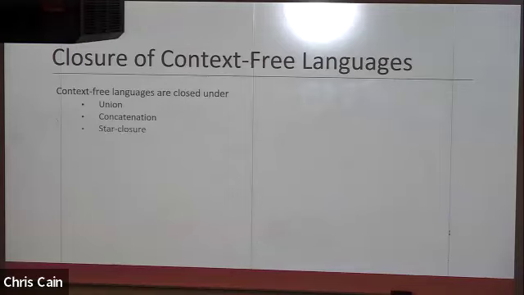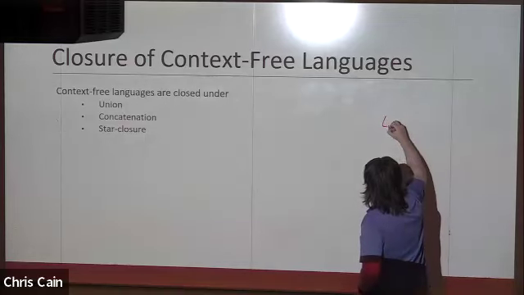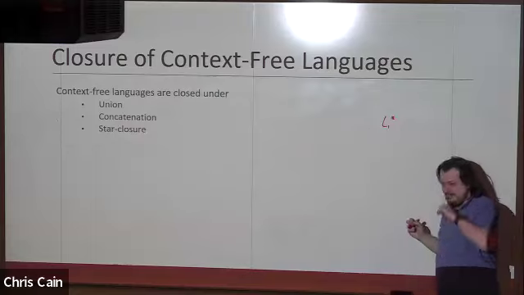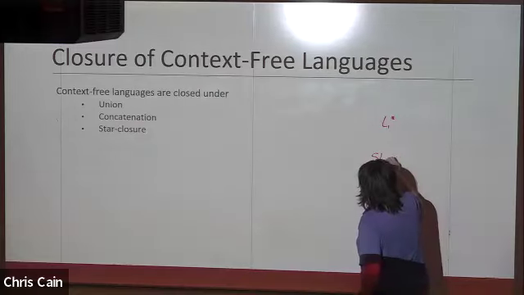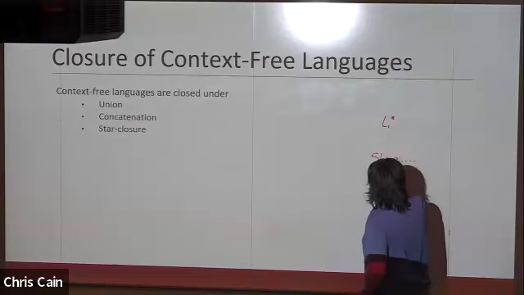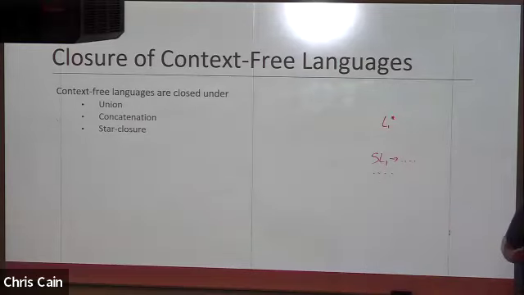They're closed under star closure for a very similar reason. How would we now represent something like L1 star? We have an SL1 arrow, some stuff. How could we show that the star closure is context-free? This one's a little bit harder. But thoughts on this?